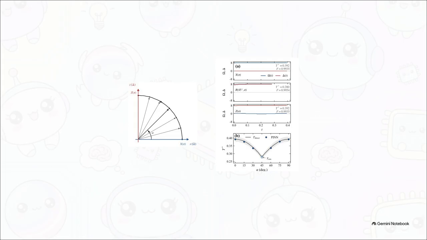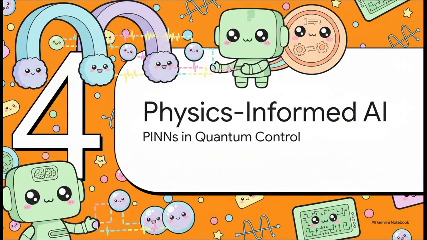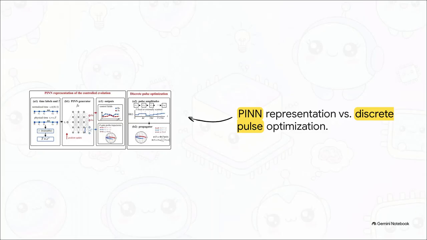The gate isn't an instant operation, it's a physical journey. Section 4. Physics-informed AI. PINNs in quantum control. And this brilliant shift in thinking is where AI steps in. Think about the old way of doing this, discrete pulse optimization. You chop time up into chunky, discrete bins, guess the pulse amplitudes, simulate it, and cross your fingers to see if it worked. But the new approach uses PINNs, physics-informed neural networks.